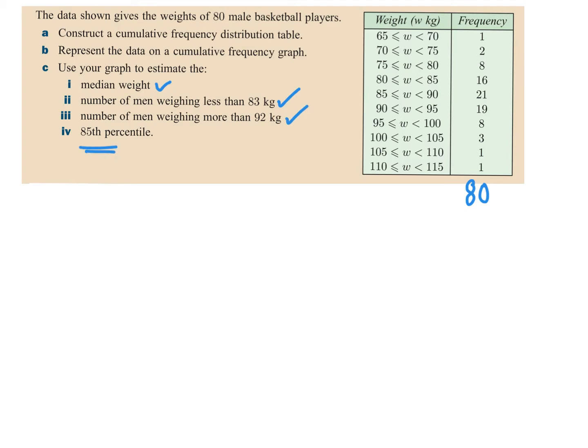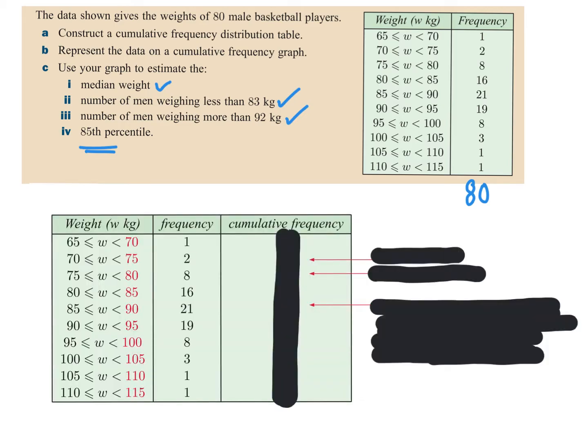It looks challenging here. Now we are going to construct a cumulative frequency distribution table. We add one more column here, the cumulative frequency column. The cumulative frequency for the first one is 1. Then the next will be 1 plus 2, which becomes 3. After that, 3 plus 8. So it's always adding the frequency before.